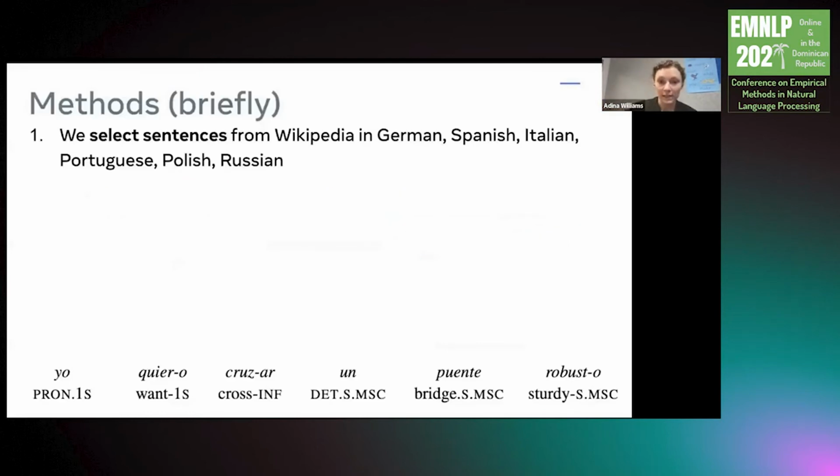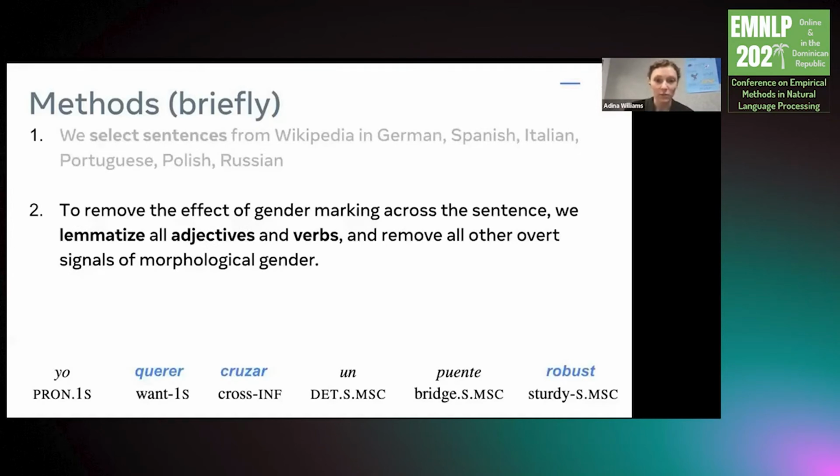So briefly, we selected sentences in a couple of languages: German, Spanish, Italian, Portuguese, Polish, and Russian. We selected these mainly because they were easy to access using Wikipedia, but it would be great to extend beyond this soon. And we took sentences like this one: I want to cross a robust or a strong bridge. And we ablated all of the gender information. So we replaced each verb or adjective with its lemmatized form, so the infinitival or the part without the final gender suffix, to basically remove all signs of overt morphological gender.